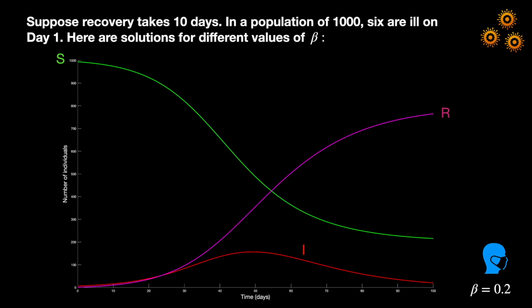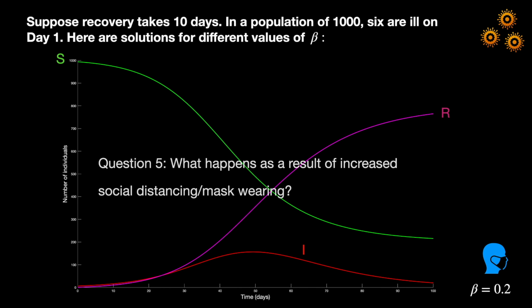Okay, so let's say that happens. There's some sort of social distancing or other safety measures put into place, dropping the beta rate down to 0.2 on the first day. Again, you'll notice the S curve decreases, the R curve increases, the I curve takes that up and down shape. But of course, there's some differences between this and the previous graphs. So, my question for you is what has happened as a result of this increased social distancing or mask wearing?